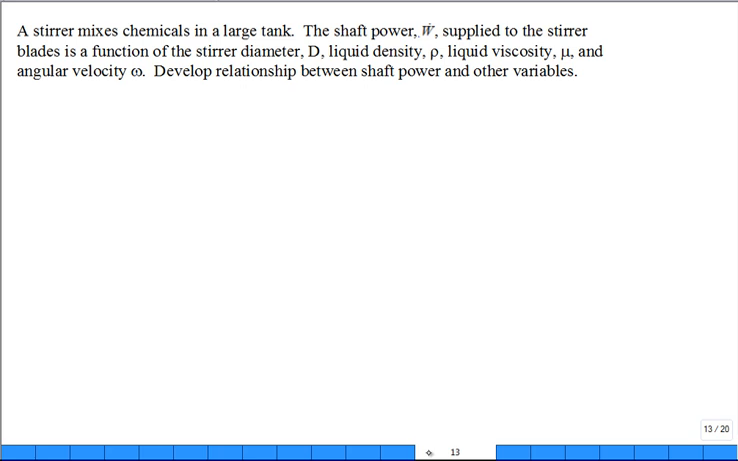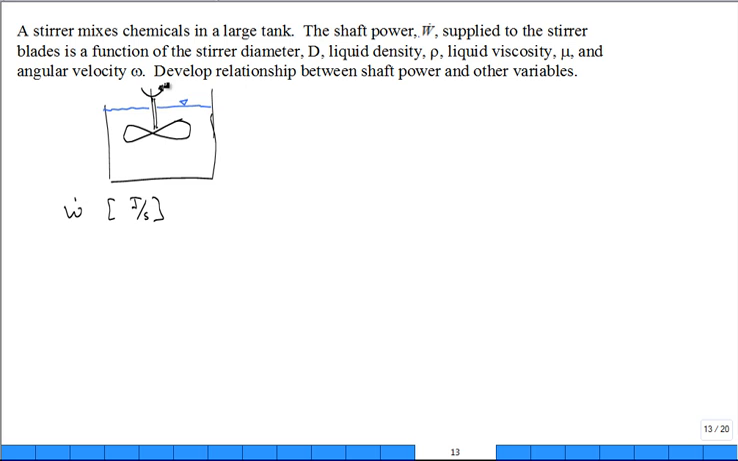A stirrer mixes chemicals in a large tank. So we have a tank, and we have a shaft coming down, and it stirs up the chemicals, and think about some fluid like this in there, and it's being mixed up. We have the shaft power, W dot, the shaft power to drive this stirrer. And what units would be W dot? Kilowatts or watts? Okay. Which is a joule per second.